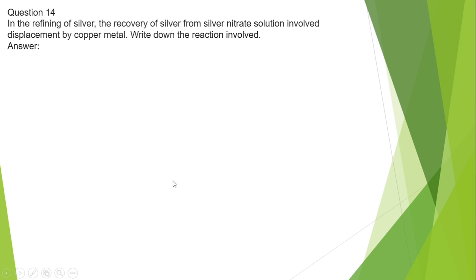Let us discuss question number 14, that is refining of silver. How is the silver refined? It is refined by displacement with copper metal. Let us write the reaction first, then you can understand. So silver nitrate will combine with the copper to form copper nitrate, Cu(NO3)2, plus silver.